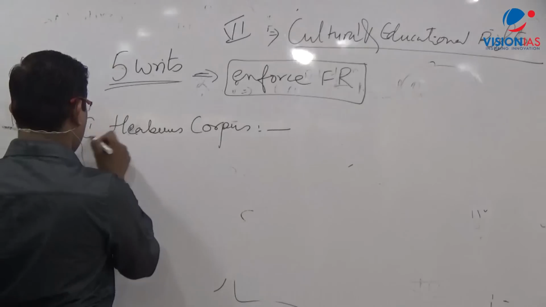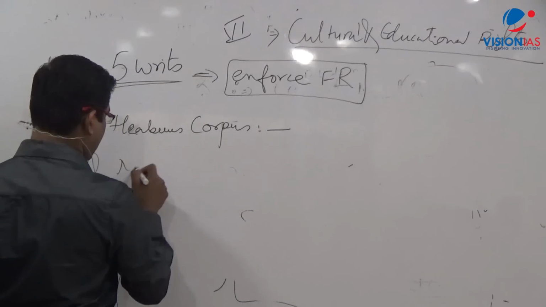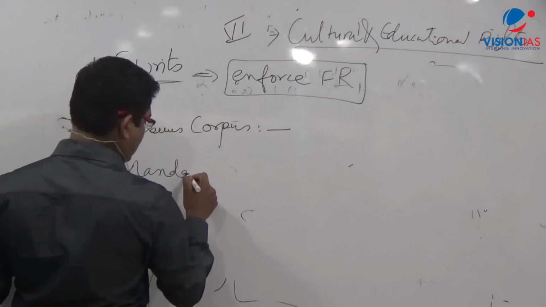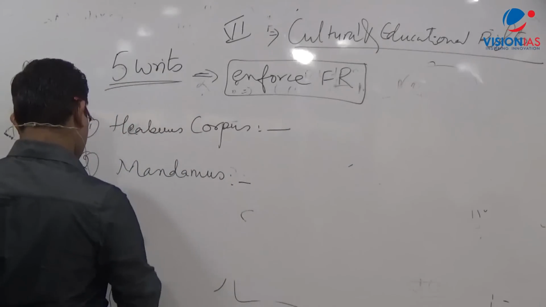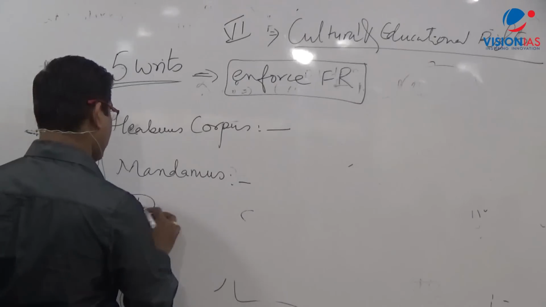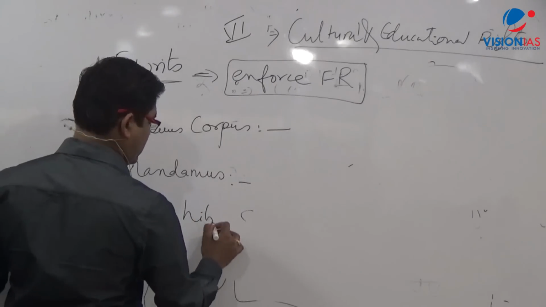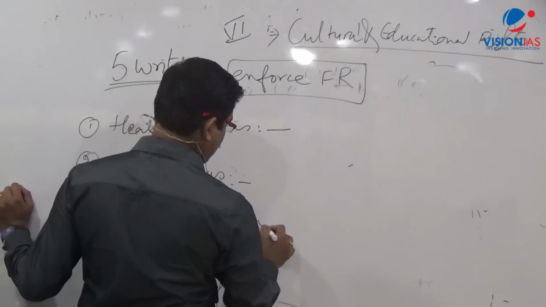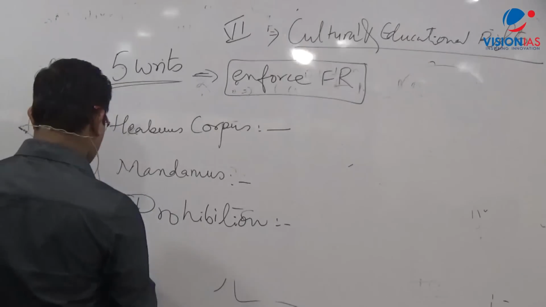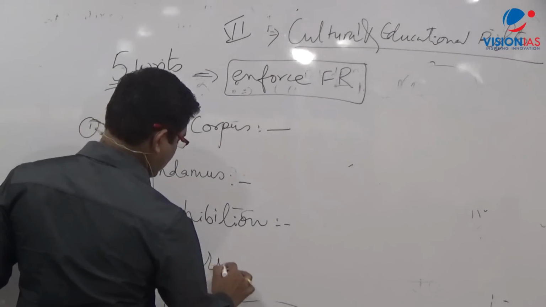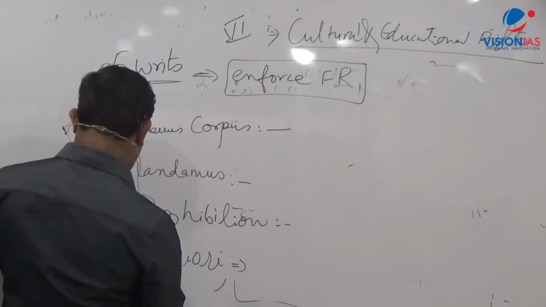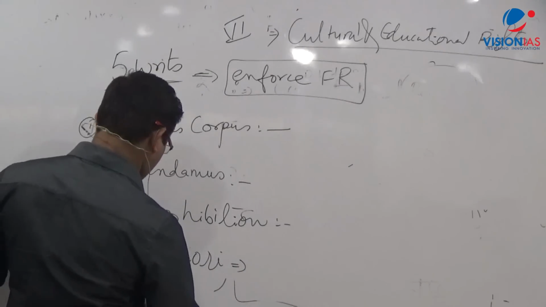Habeas corpus. Second, mandamus. Mandamus. Third is prohibition. Fourth is certiorari. And fifth is quo warranto.